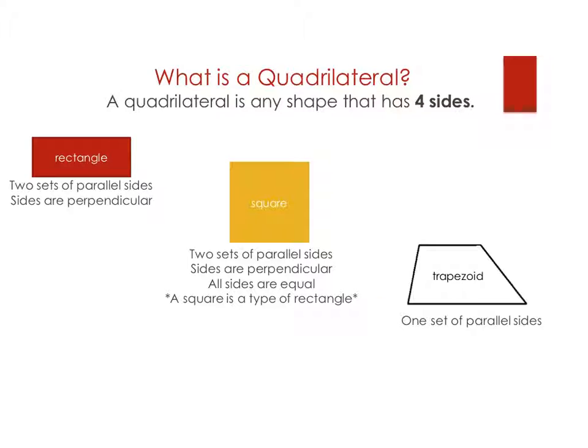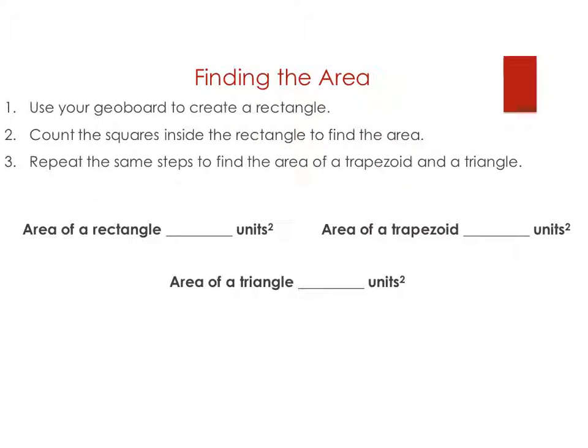Here I have a trapezoid. A trapezoid only has one set of parallel lines. These two are the top and bottom. This one's on the side. They will eventually cross if you keep on going up far enough. Do we all see that? All right. So let's get to the fun part.